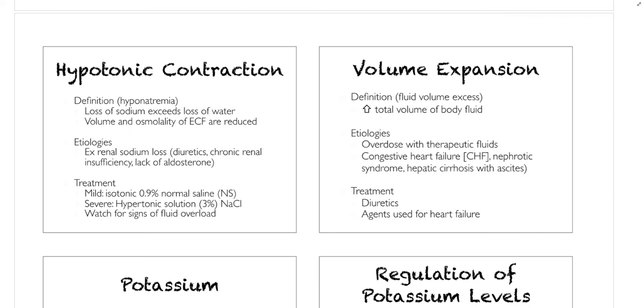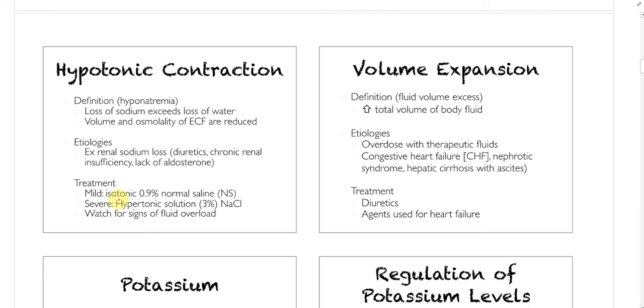Lack of aldosterone, too many diuretics, or chronic renal insufficiency. The kidneys are doing a poor job of reabsorbing sodium the way it's supposed to be, and so we're left with this dumping of sodium out through our kidneys into our urine, and we've got this hypotonic contraction.